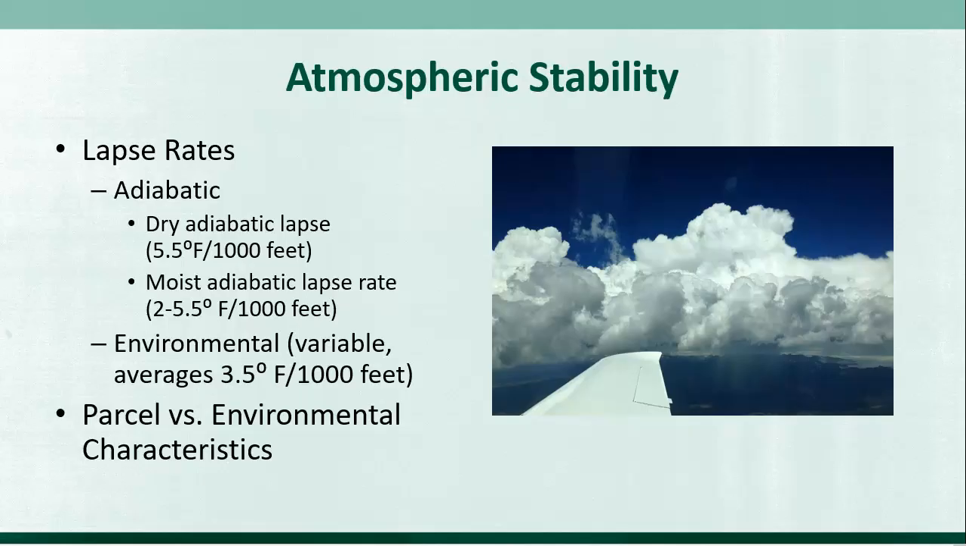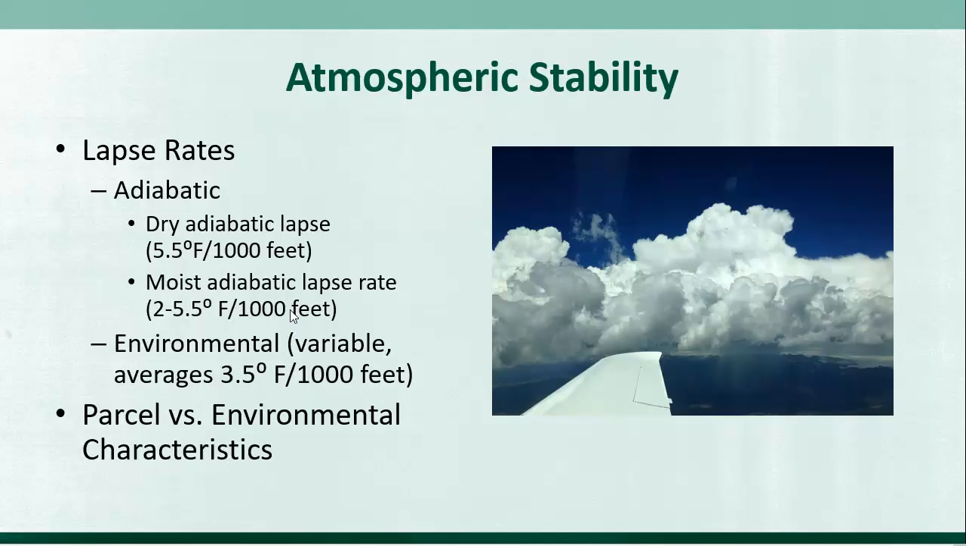That slows down considerably once condensation takes place, because condensation releases the latent heat that we talked about before. It takes less energy to have a particle of water in the atmosphere than water vapor, so energy is released during the condensation process. Once you get into cloud area, that adiabatic lapse rate falls off, depending on how much condensation there is, to somewhere between 2 and 5.5 degrees Fahrenheit for every 1,000 feet.